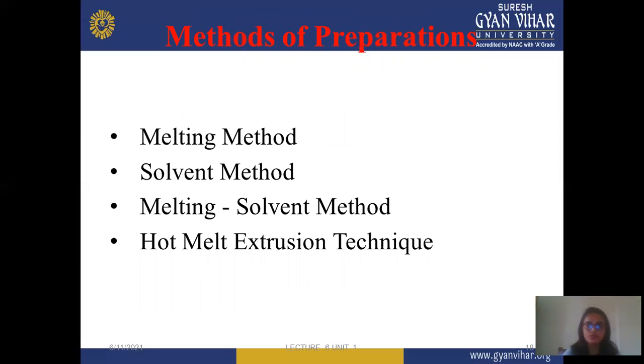Next is methods of preparation. In this, there are different types of methods. First is the melting method, second is the solvent method. The melting solvent method is a combination of both the melting and solvent methods. Then next is the cold melt extrusion technique. These are the common methods for solid dispersion.